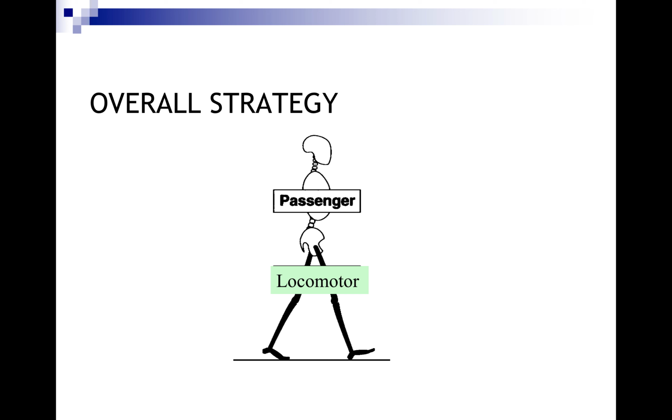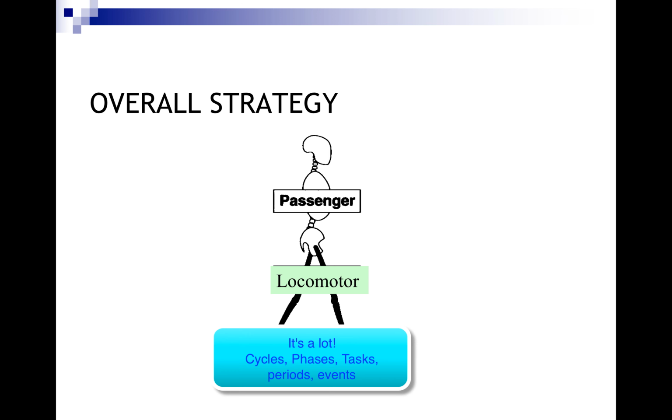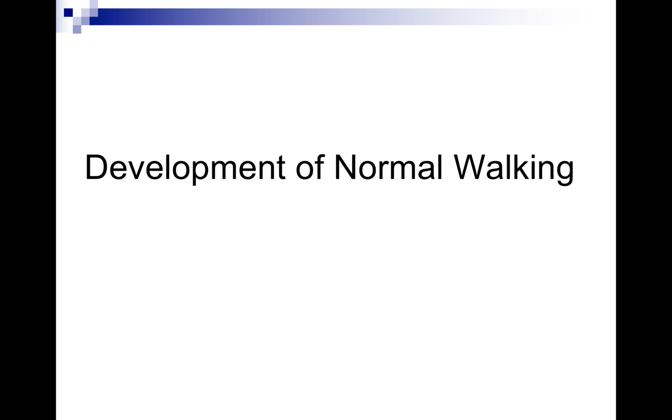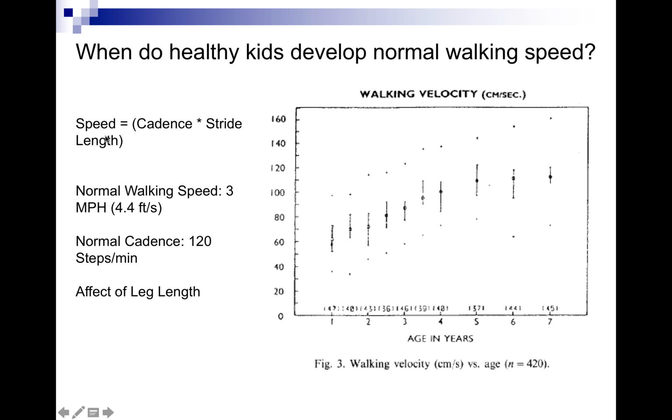So be sure to do your best to review the basic descriptors of gait in terms of periods, tasks, events, and phases and cycles of gait. So let's talk about now the maturation of gait, or when gait becomes normal. We're going to use speed to talk about when gait becomes normal.